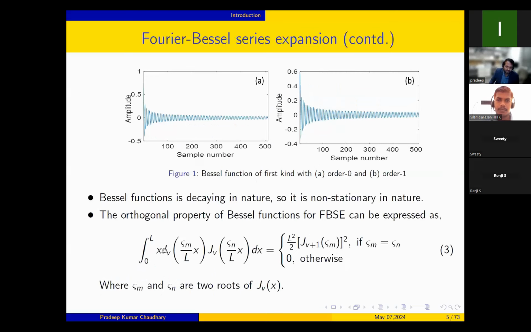So this J_v function can be used for representing any arbitrary function or arbitrary signal in terms of these Bessel functions. To show what a Bessel function looks like, I have shown this in figure 1. This is a Bessel function of order 0 and order 1. We can see that it is a type of sine and cosine, but decaying in nature.